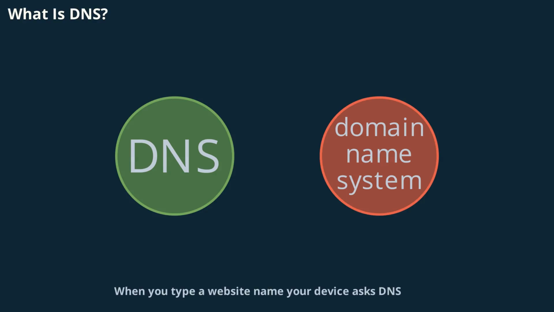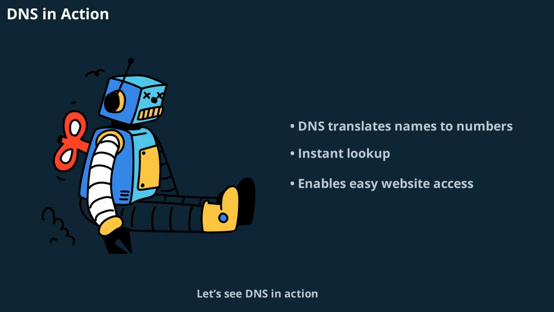When you type a website name, your device asks DNS, "What is the IP address for this site?" DNS replies instantly with the correct number, and your browser connects to the right server. Without DNS, we'd have to memorize long strings of numbers for every website. Let's see DNS in action.